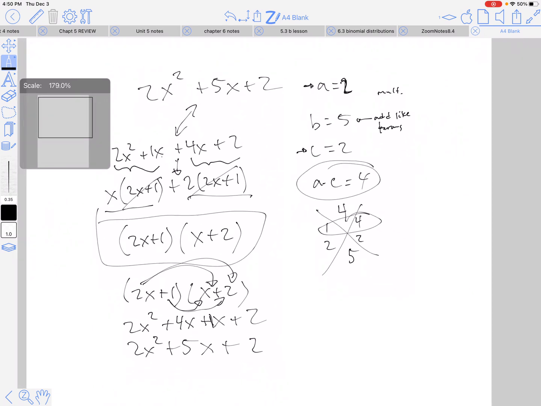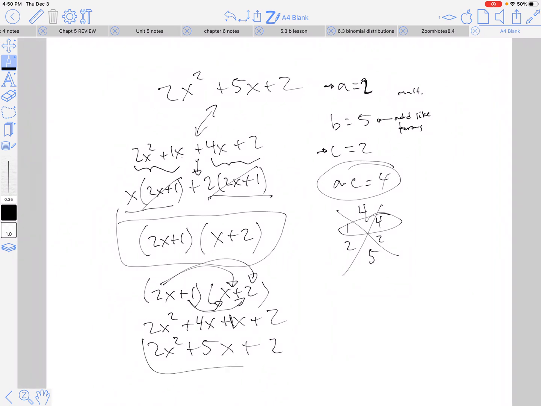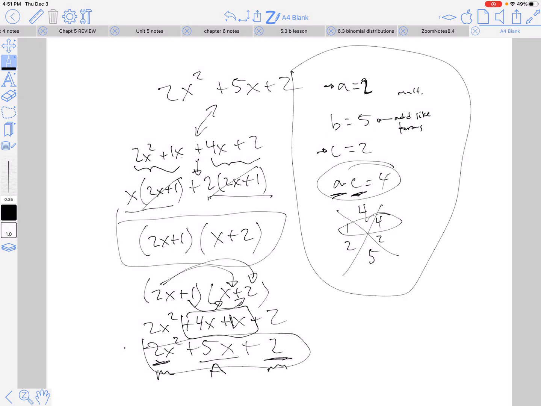Now kind of look at everything that just happened, right? So I started with this, and then I thought, okay, these guys were formed by multiplication, and this guy right here is formed by adding the like terms, okay? So that's why I did A times C, 2 times 2, and I got that 4, and then I thought, what adds to give me 5, okay? Then I broke up the middle with those terms, and then I pulled out, I factored by grouping, right? So basically, factoring is undoing the multiplication, and we just got to kind of memorize those steps to do it.